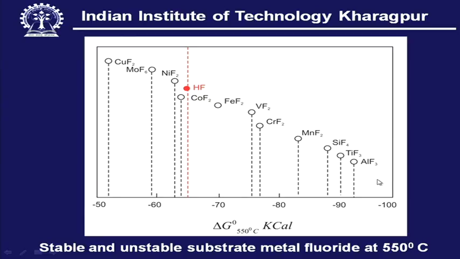However, if we choose some of those metals, that means cobalt, nickel or molybdenum or even copper, which are on the left hand side, where we have less negative free energy of formation, that means the chances of HF formation are more than that of formation of the substrate fluoride. Then, if we deposit tungsten on that, at least this attack reaction is not going to take place, and this will not affect the adhesion of this tungsten coating on the substrate.